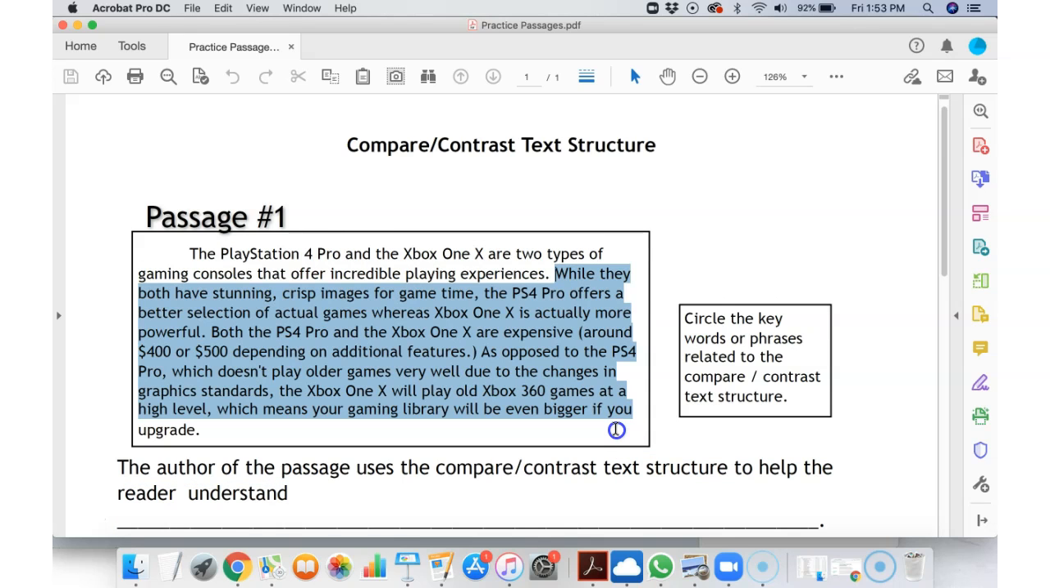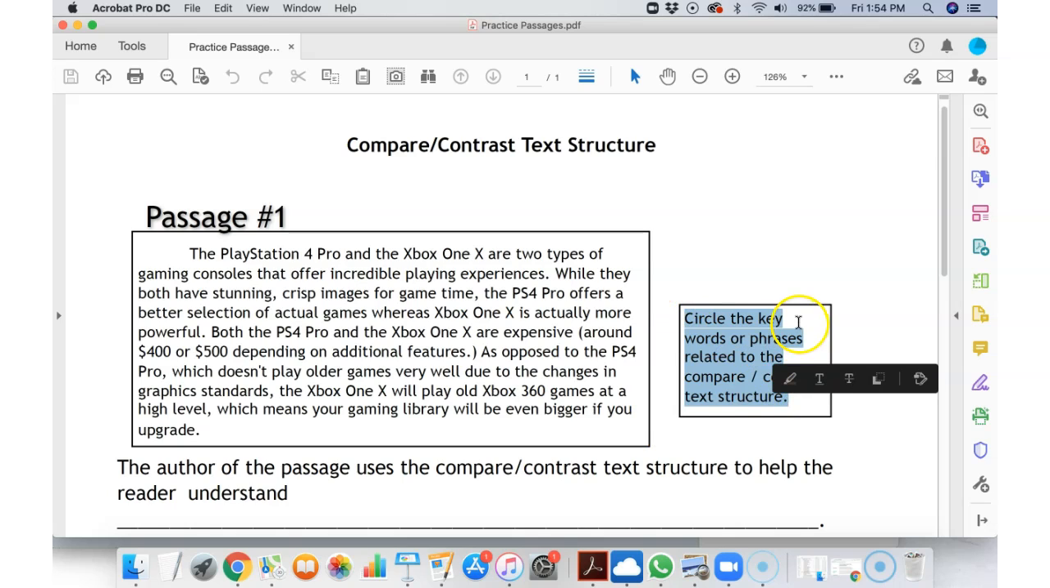Now, it's supposed to be an informational paragraph, right? But you can kind of tell, at least right now, which gaming console the author is leaning towards. Even this one here, because he says, or she says, the Xbox One X will play old Xbox 360 games at a high level, which means your gaming library will be even bigger if you upgrade. So there's a little bit of opinion hidden in there. But let's come over here. Let's think about this.